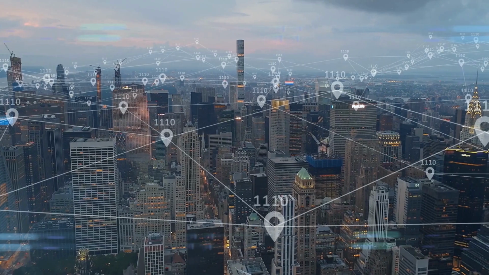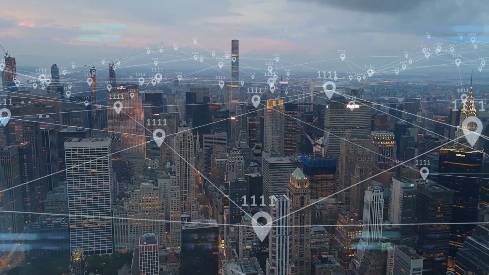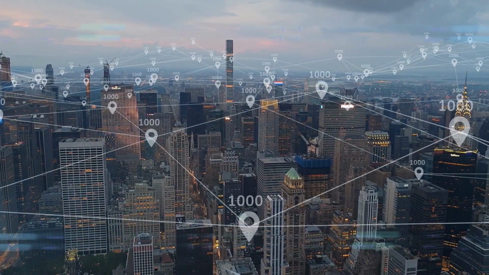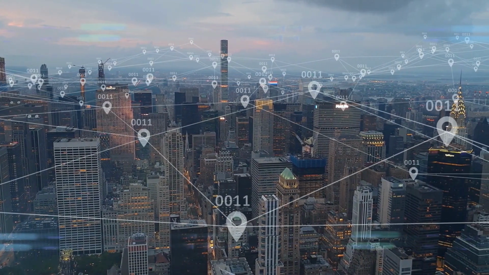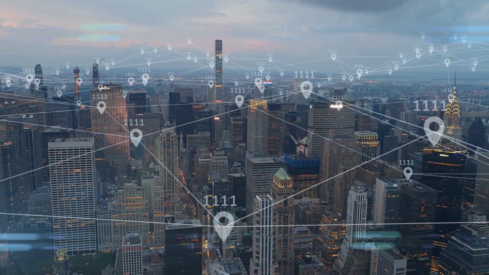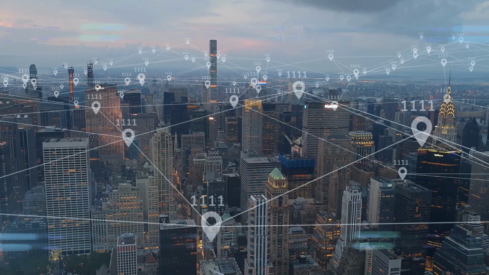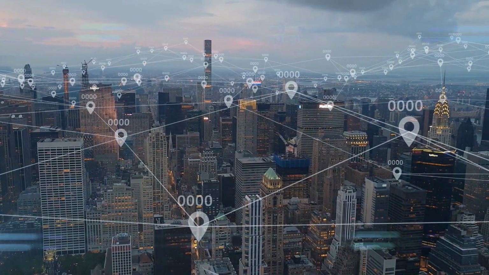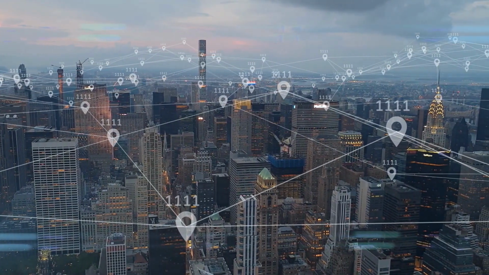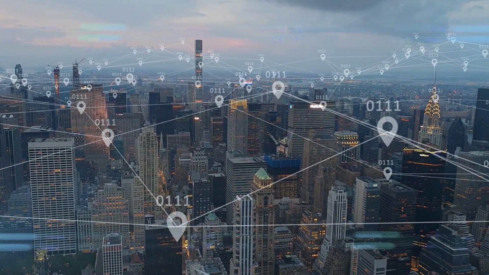The next type of network is a metropolitan area network, or MAN. A MAN is a type of network that covers a larger area than a LAN, but smaller than a WAN. A MAN is usually used to connect multiple LANs together, as well as to connect out to the internet.